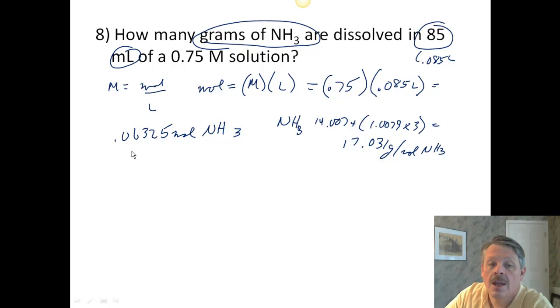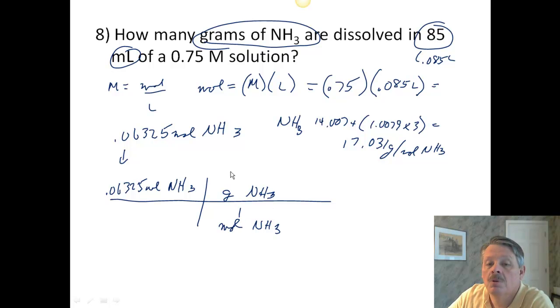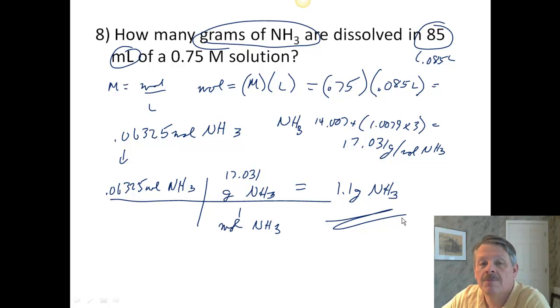Now I have to convert this number of moles, 0.06325 moles of NH3, from moles of NH3 to grams of NH3. And 1 mole weighs 17.031 grams. So when I do the math there, I come up with 1.1 grams of NH3. That's my final answer. That's it, folks. A little bit of algebra. You should be able to do this.